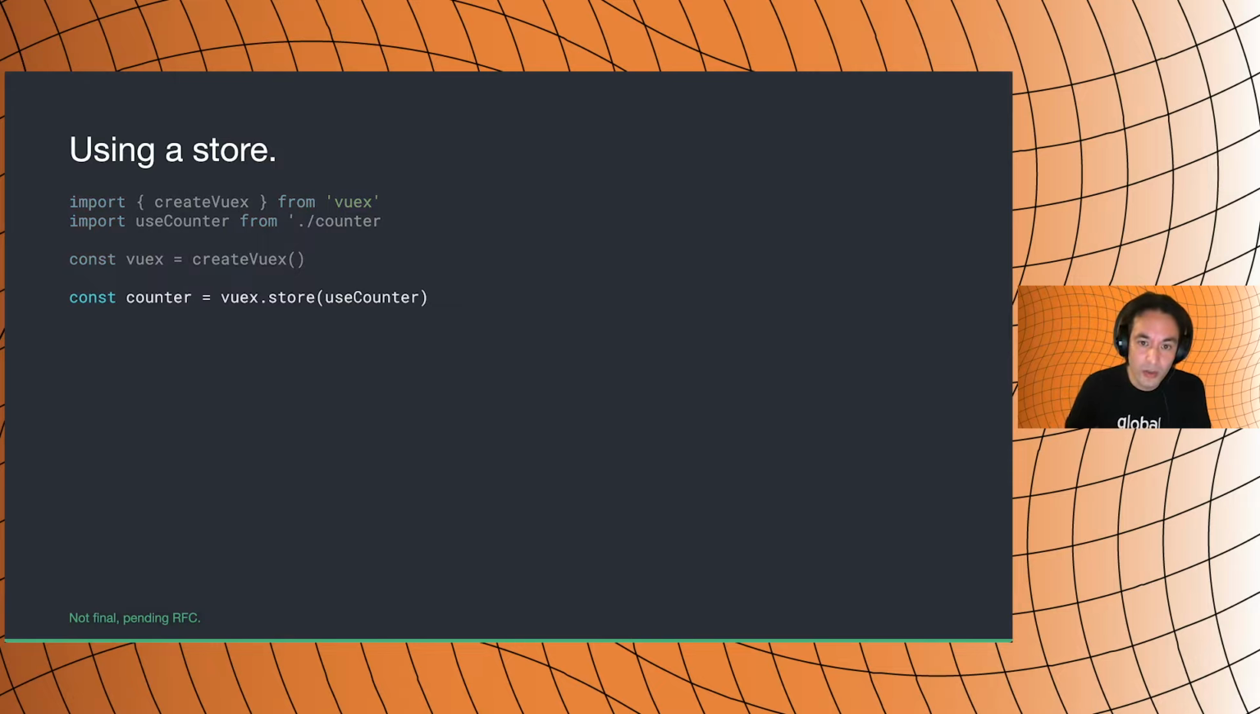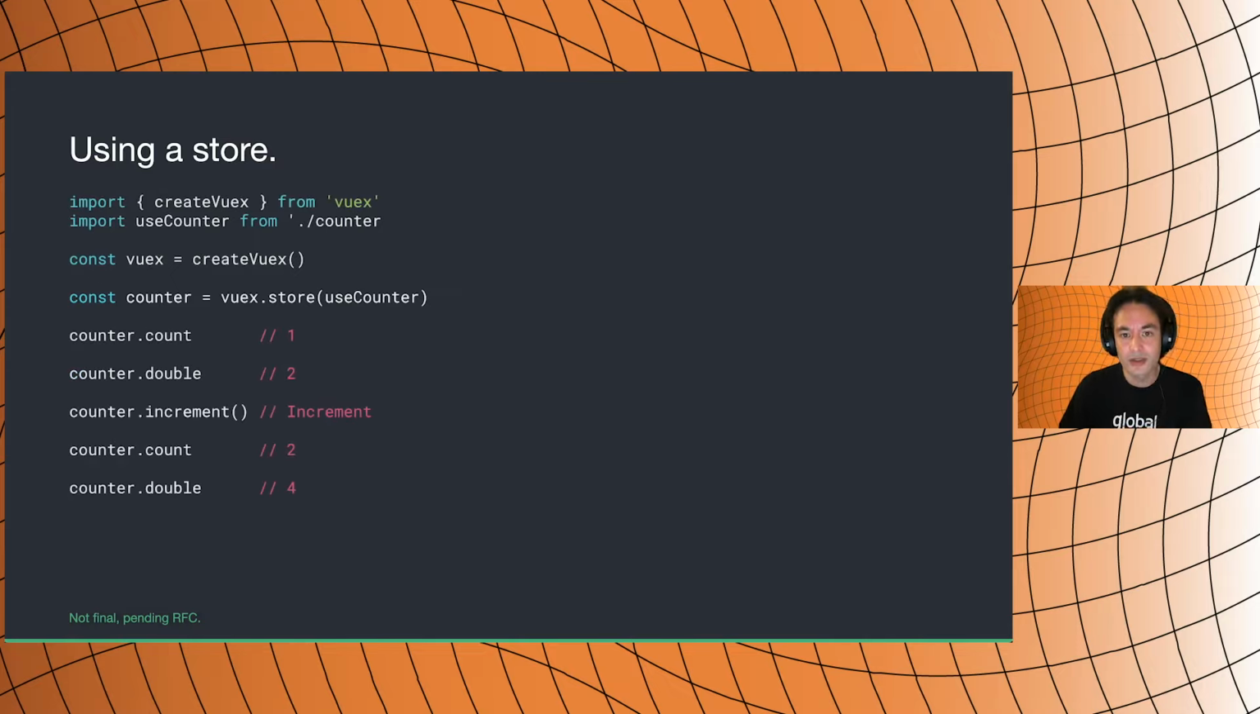Now, I'll explain why we need this new instance concept in a bit, but at the moment, let's continue with how we can use this counter store. After we get the store instance through the vuex.store method, we can use that store as if it was a simple object. As you can see here, counter.count is 1, counter.double is 2, because remember, the double is a getter, so it acts like a computed property in a Vue component. Then you call the action, increment. This is going to increment the state value. Then after that, you get the new state. So counter.count is 2, and counter.double is 4.